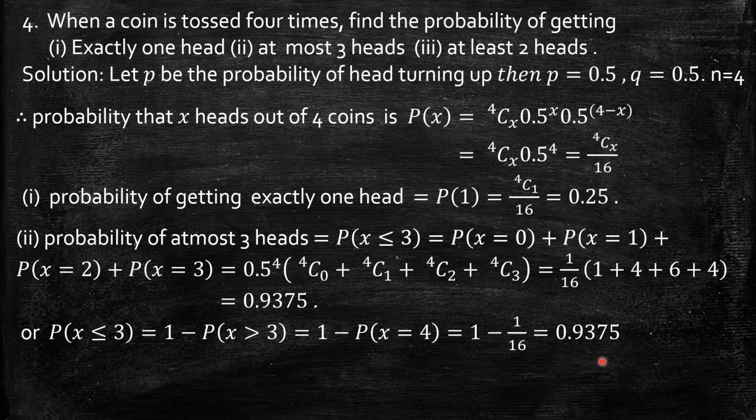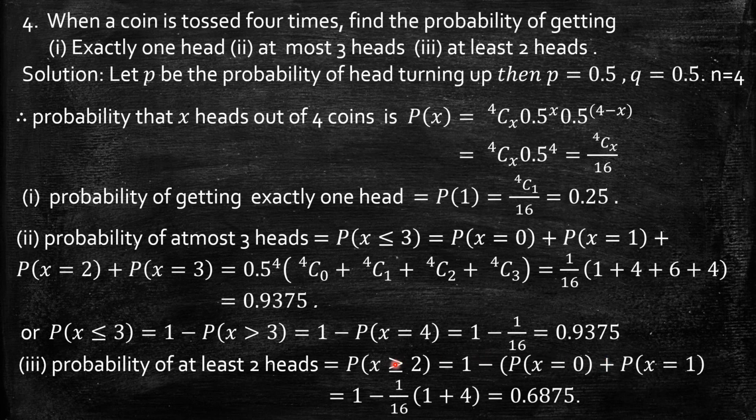The last one, at least 2 heads. That means probability of x greater than or equal to 2. At least 2 or more. So I can take the complement, 1 minus probability of x less than 2. Otherwise 2, 3, 4 we have to take.